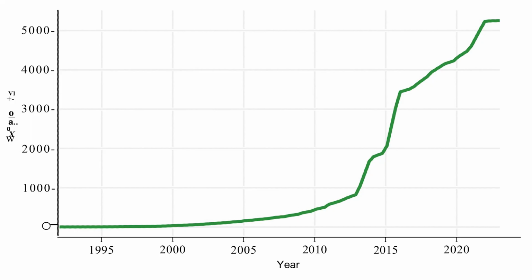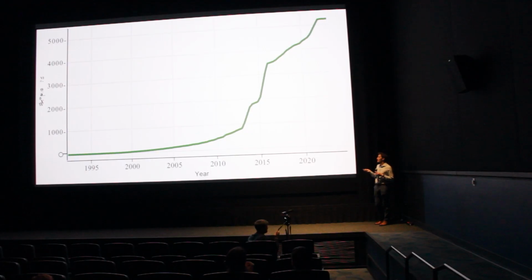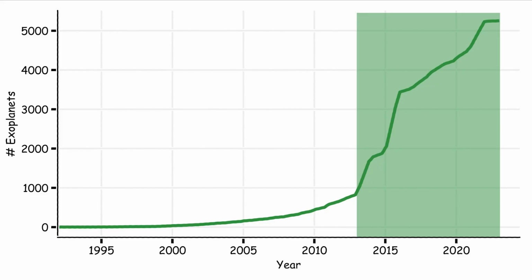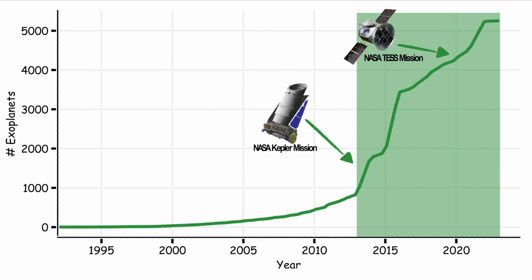As I mentioned, the field of exoplanets is very young. The first one was only discovered about 30 years ago, and since we've discovered over 5,000. The recent boom in discovery that you're seeing on this graph as a function of year here is due in large part to 2 very famous space missions, the NASA Kepler mission and the NASA TESS mission.